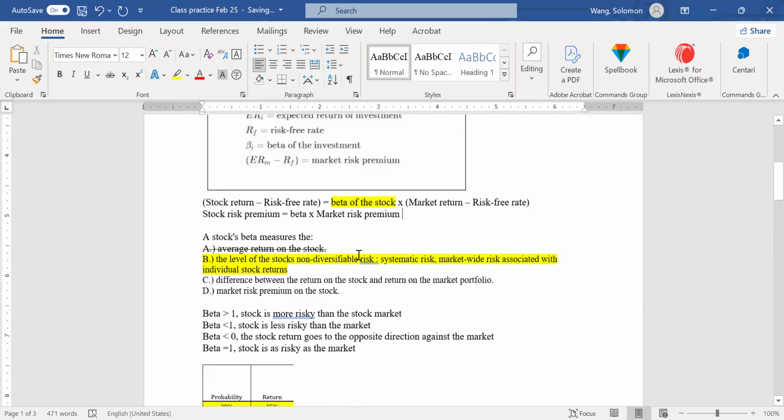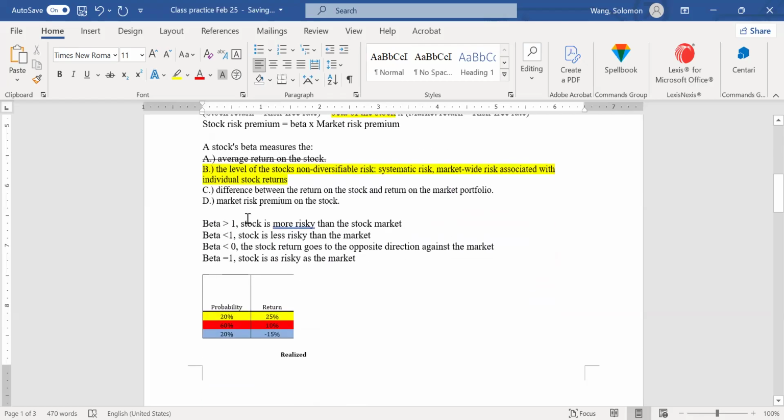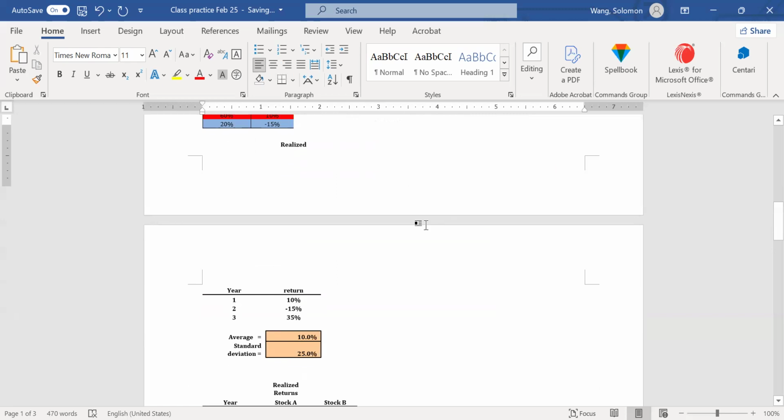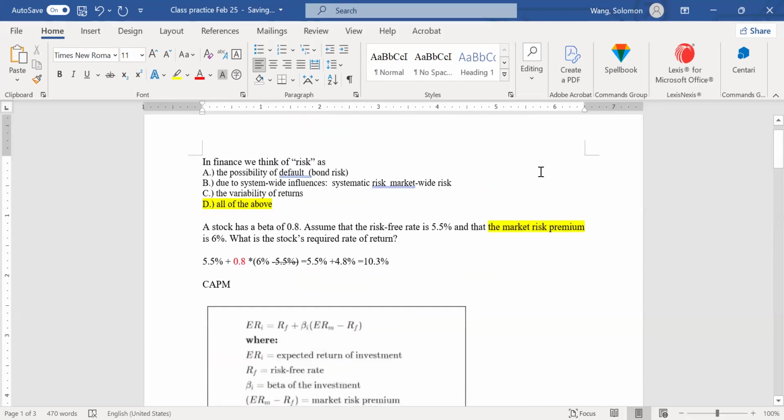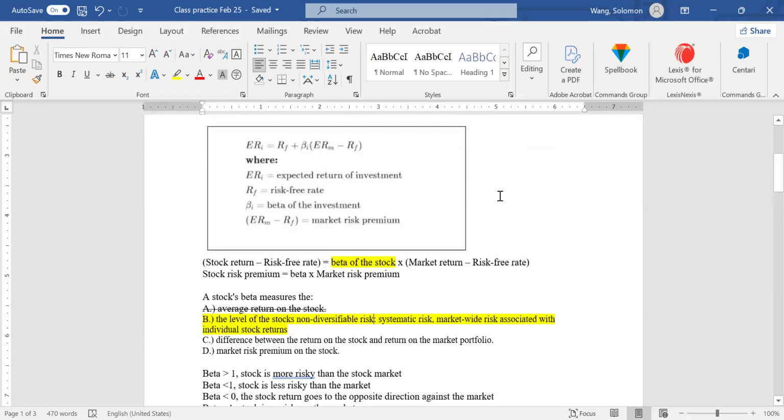All right, so beta is fairly important. It is systematic, determined by the market, and it cannot be diversified away by forming a smart portfolio. It's a market-wide risk. Depending on the different levels of beta, you can see whether the stock is more risky, less risky, or as risky as the market. And if beta is negative, that means the stock goes in the opposite direction against the market. All right, so that's the conceptual part with a little bit of calculation. As I said, if I do this kind of class practice, then most likely these questions will appear in your midterm exam. Any questions so far?